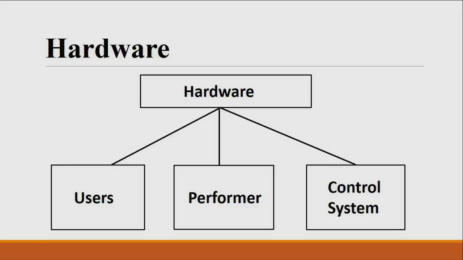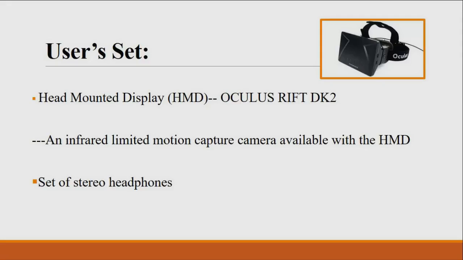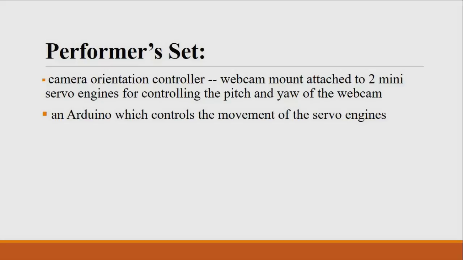The overall hardware of the system is divided into three parts: user, performer and control system. The user set contains the HMD Oculus Rift DK2, which is a VR headset developed by Oculus VR. It has a stereoscopic OLED display, 1080 by 1200 resolution per eye, 90 Hz refresh rate and 110 degree field of view. The performer set has a camera oriented controller which has a servo engine to control the movement of the webcam, and an Arduino which controls the servo engines.